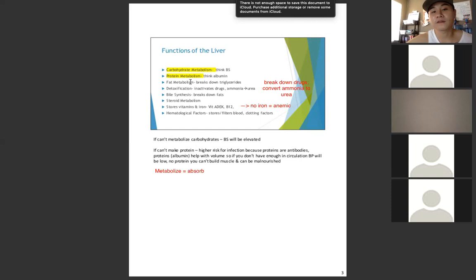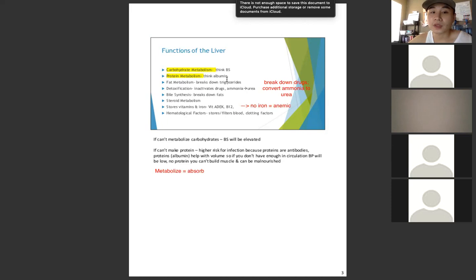The second function of the liver is protein metabolism. When we eat protein, we eat nutrients and absorb them inside our intestine. The liver helps us with the absorption of the protein. Protein is very important for our body. Why? It is because protein helps us with nutrition and muscle, and also antibodies. Antibodies are these immune cells that help us fight against bacteria or viruses. Also albumin. Albumin is a molecule in our blood vessel that holds the volume of the blood inside the blood vessel. So that is albumin, and it also helps indicate the nourishment of the body.